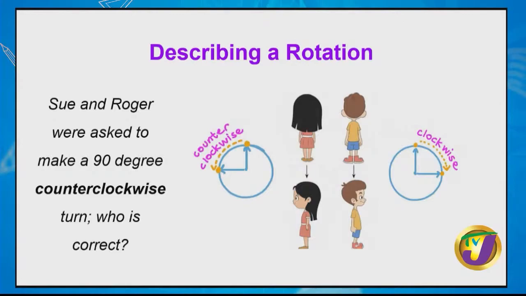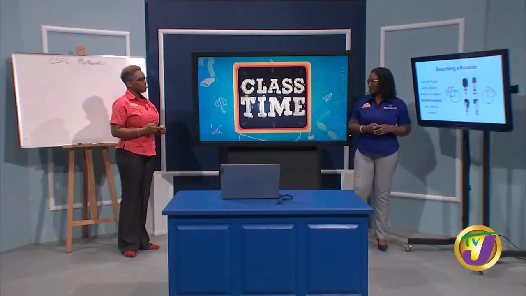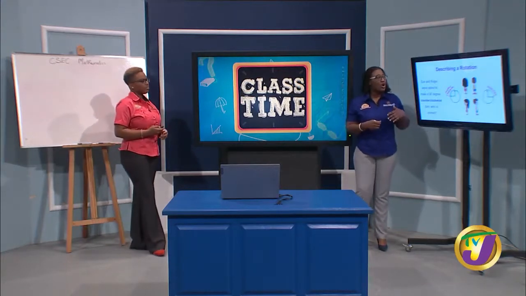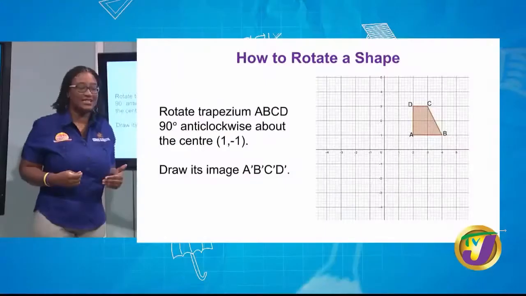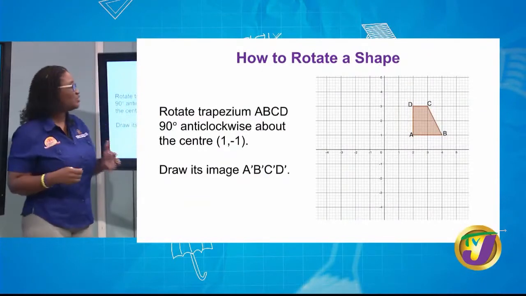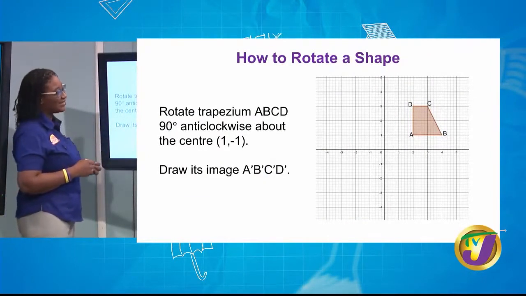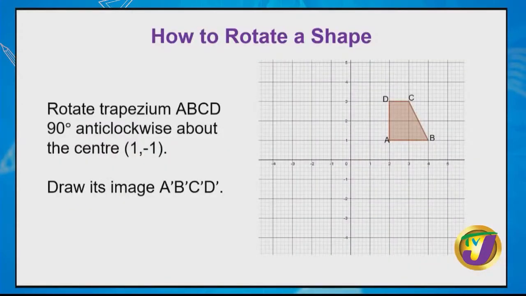All right. So let's go a little bit deeper, Latoya, because there's so much to explore. Now, I want to know, how is it that we actually rotate a shape? Got you. I need to know how to rotate a shape. So here we're looking at rotating, or we're being asked to rotate, a trapezium ABCD. And the rotation we're to perform is a 90-degree anti-clockwise rotation.